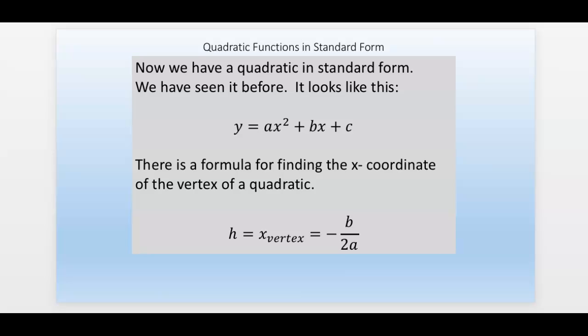But now we're going to look at standard form. Remember, standard form looks like this. It doesn't readily display the vertex for us. We have to find it. Now there's a formula for finding the x-coordinate of the vertex, which is the h. It's negative b over 2a. You use the b and the a from the standard form equation. Negative b over 2a gives you the x-coordinate of the vertex. Then you can plug it back into the original equation, whatever the value of x is, and find what the value of y is at the vertex.